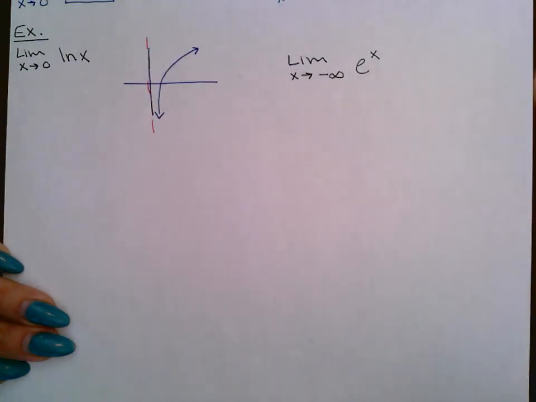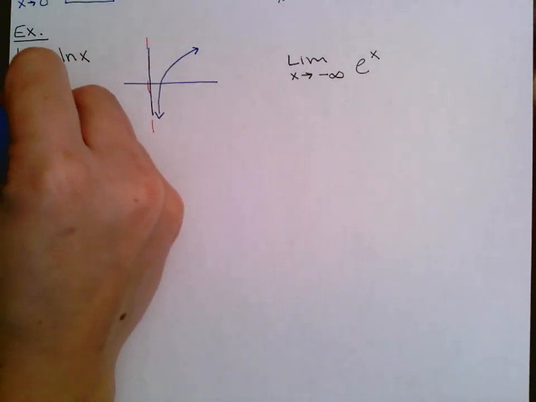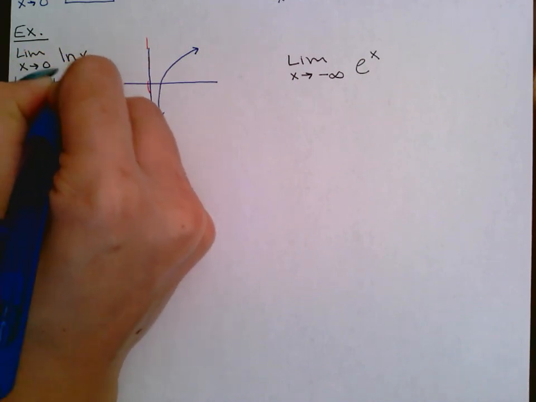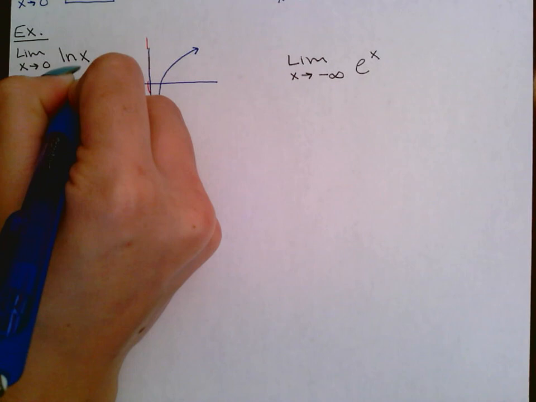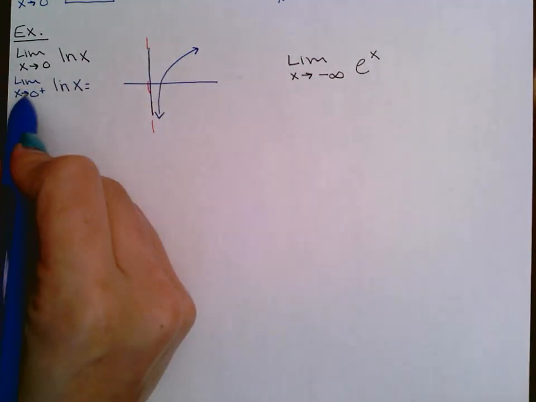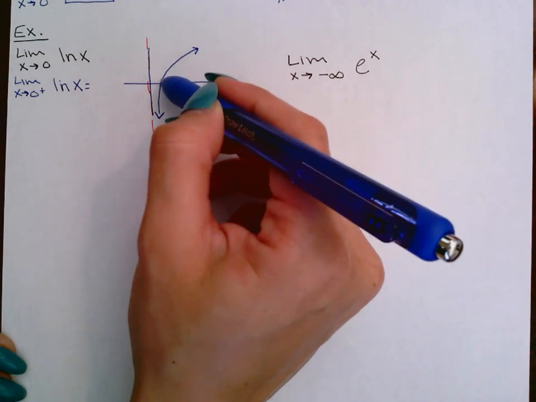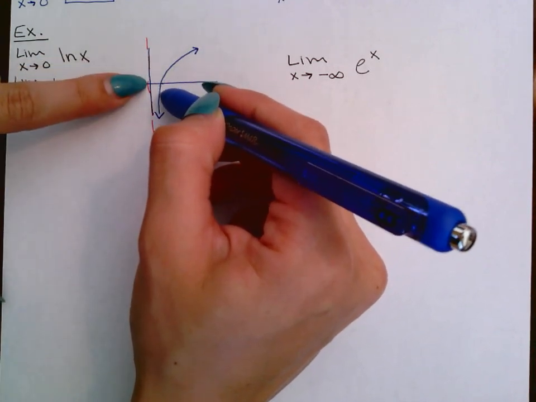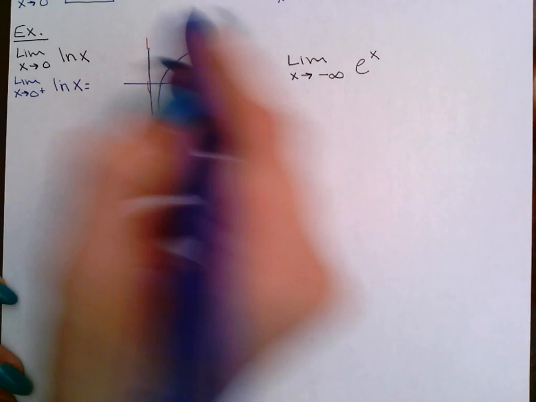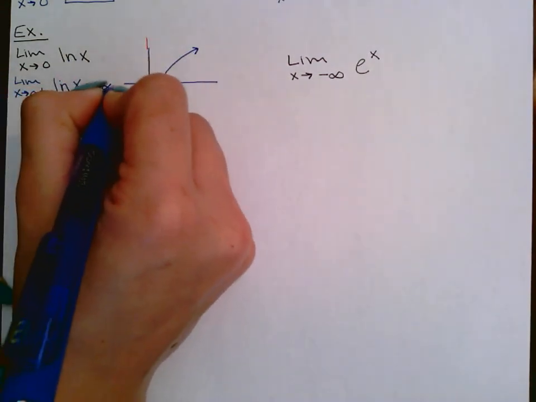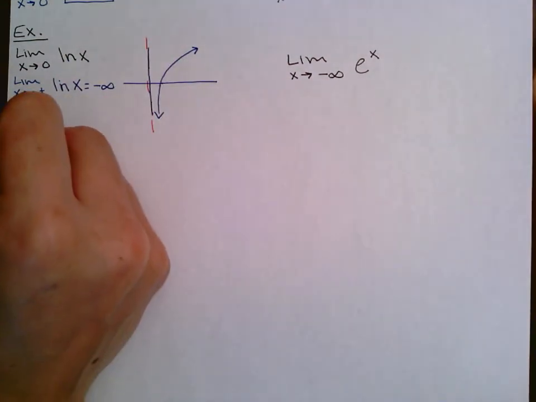Okay, so if I analyze both sides, if I approach 0 from the right-hand side, so here's my function, and as I start getting closer to 0, this starts going down with an arrow, which means infinitely. So this goes down to negative infinity from the right side.